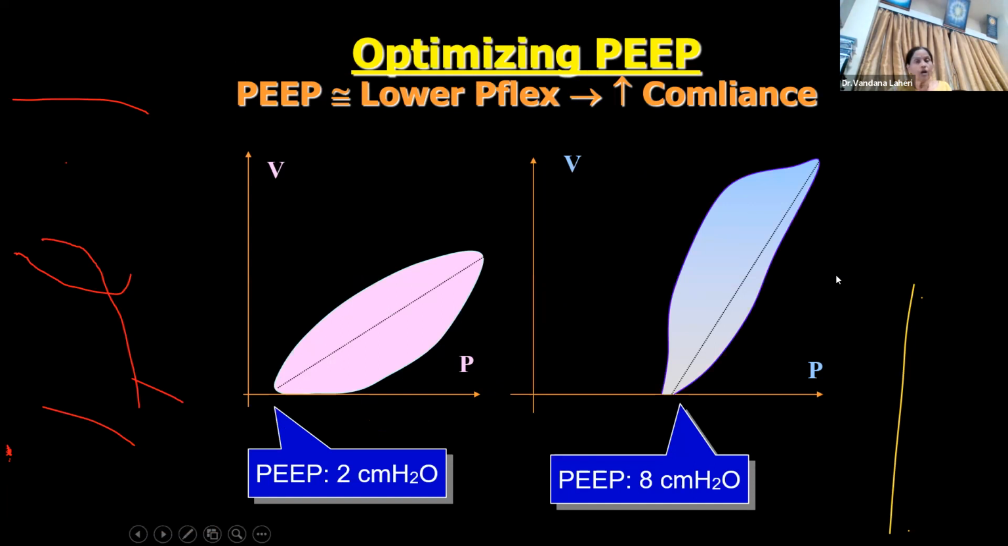Now, how do you decide how much PEEP to give? Can you see here, at 2 centimeters of PEEP, you can see the slope. Now, this is decreased compliance because at this much pressure, the volume achieved is only this much. If I increase my PEEP to 8 centimeters of water, can you see the curve improves? The pressure volume loop improves because the compliance increases here. That means here is a patient who will benefit if I increase PEEP. The work of breathing will reduce here.